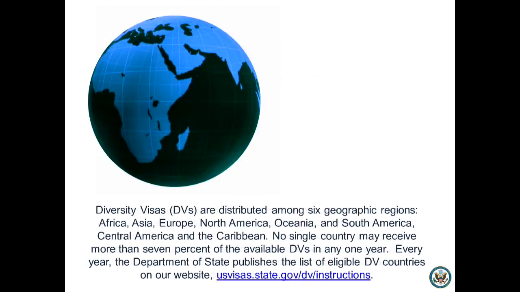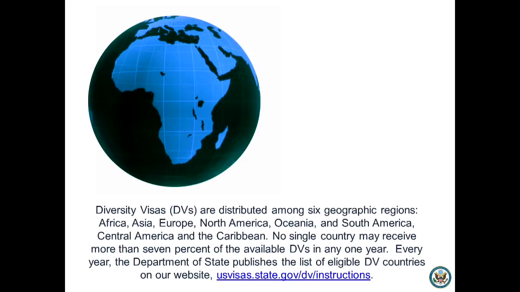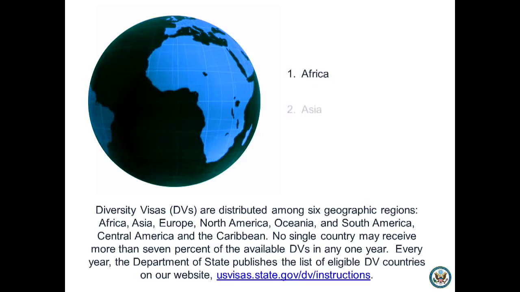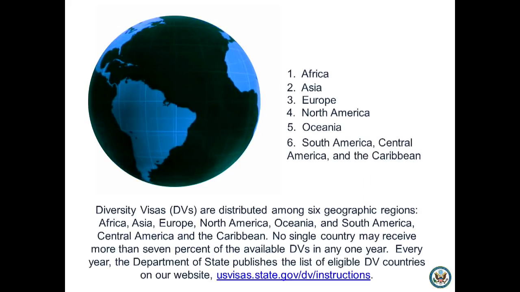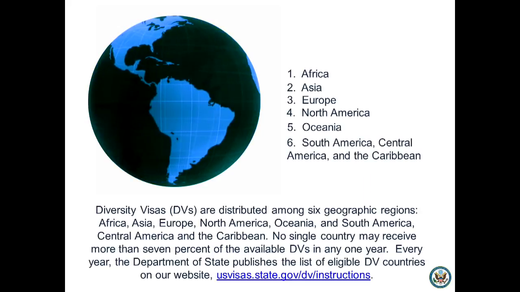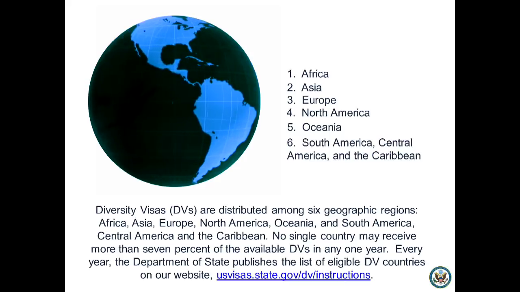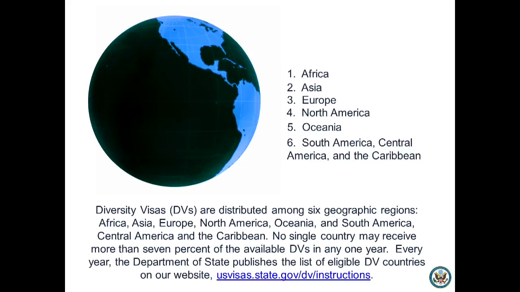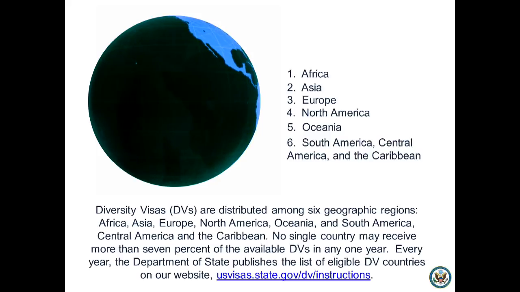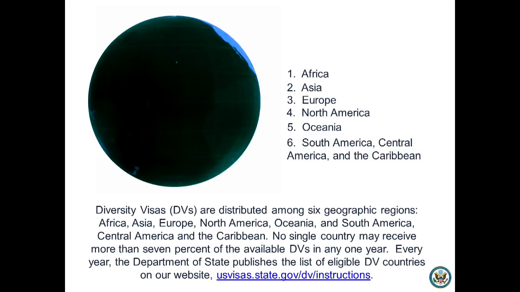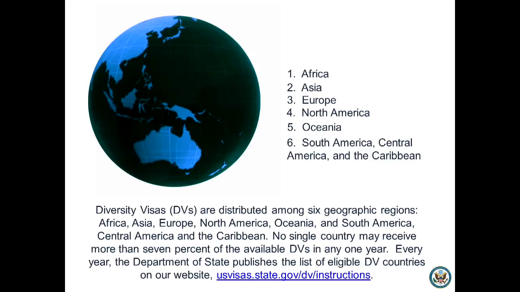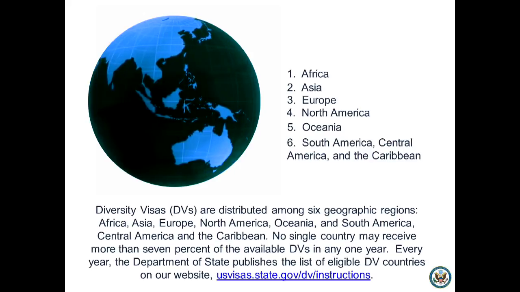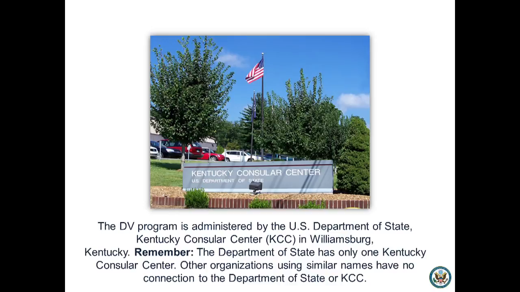Diversity visas, or DVs, are distributed among 6 geographic regions: Africa, Asia, Europe, North America, Oceania, and South America, Central America, and the Caribbean. No single country may receive more than 7% of the available DVs in any one year. Every year, the Department of State publishes the list of eligible DV countries on our website, usvisas.state.gov/dv/instructions.